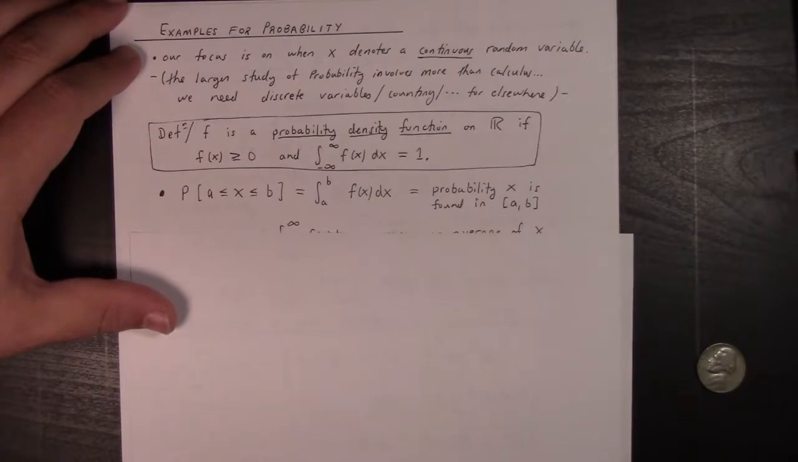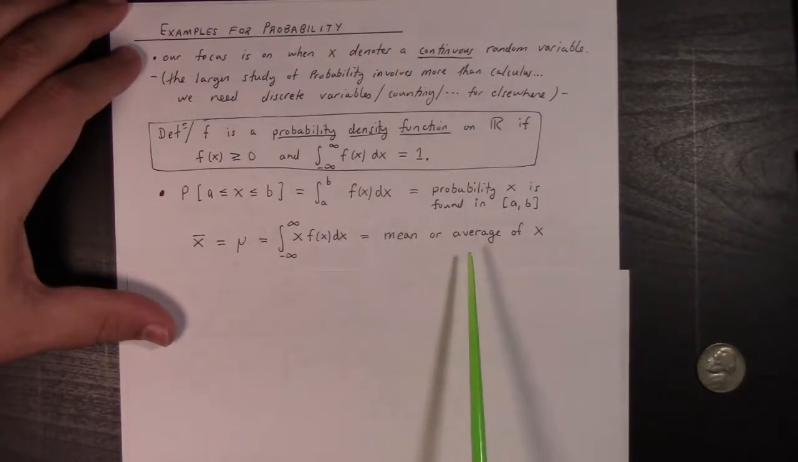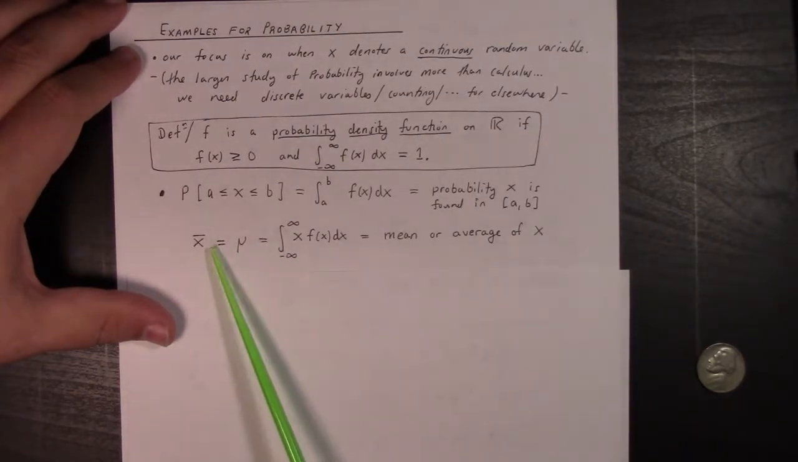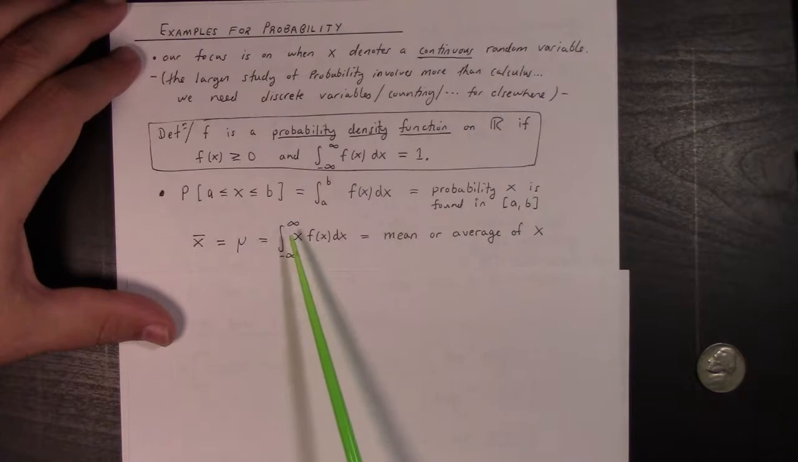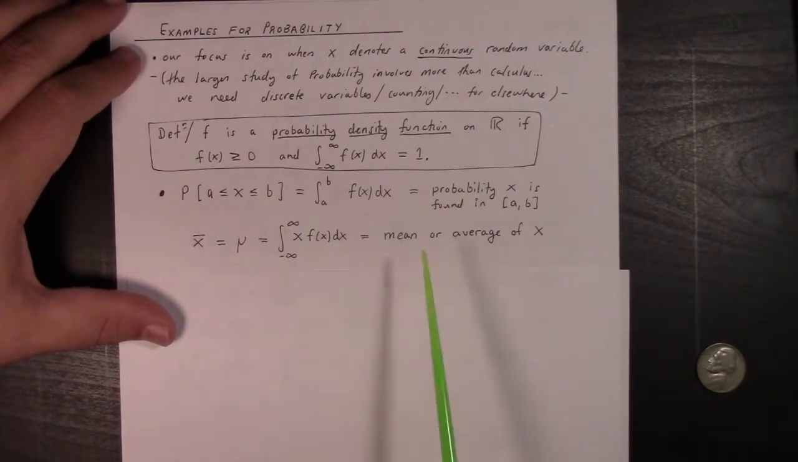All right. We can also talk about the mean or the average of x. There, x bar if you like, or mu. We would integrate from minus infinity to infinity of x times the probability density function. That would give us the average.